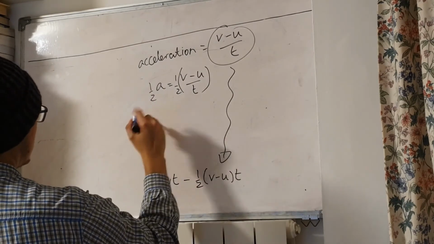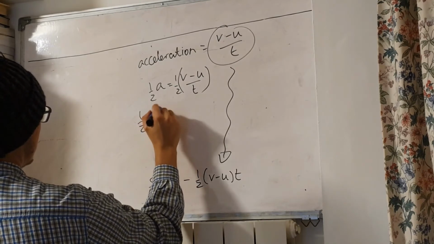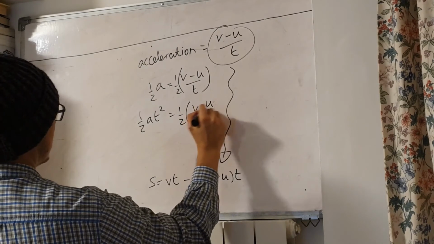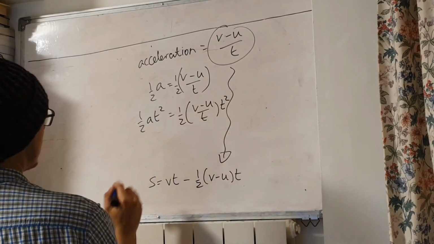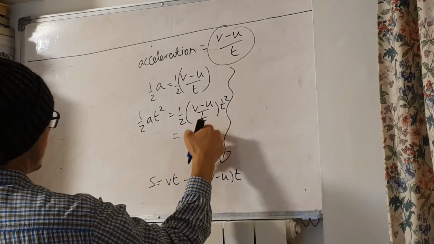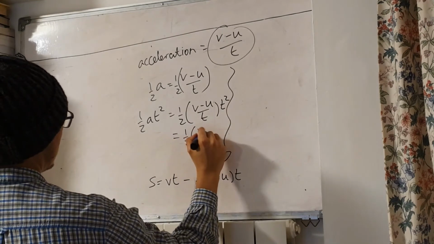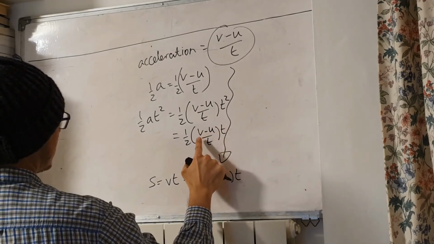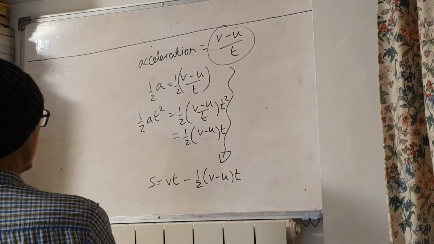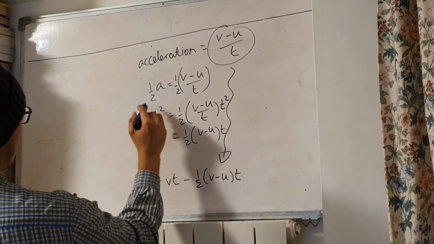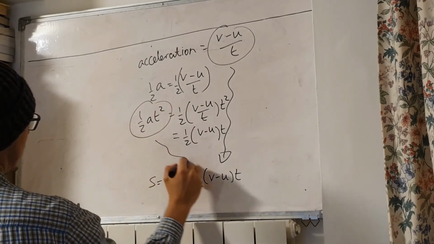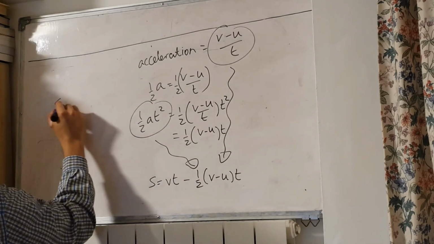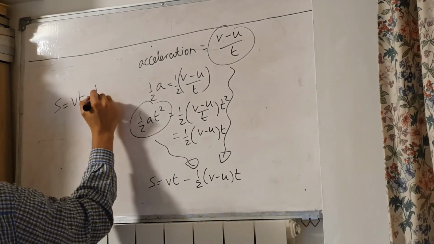But there's a t there, and in that one you've got over t. So how do you get over t into just t? Well, you have to times by t squared to get rid of that t at the bottom. So half at squared is equal to half v minus u over t times t squared. What is 1 over t times t squared? Just t. So half brackets v minus u brackets t. And that looks exactly like that. So substitute that into there, you end up with s is equal to vt minus half v minus u times t.